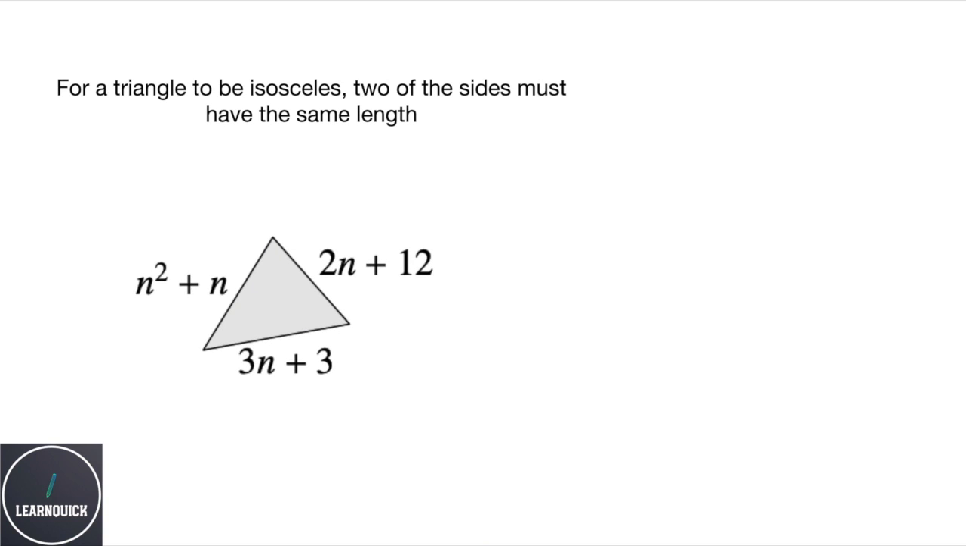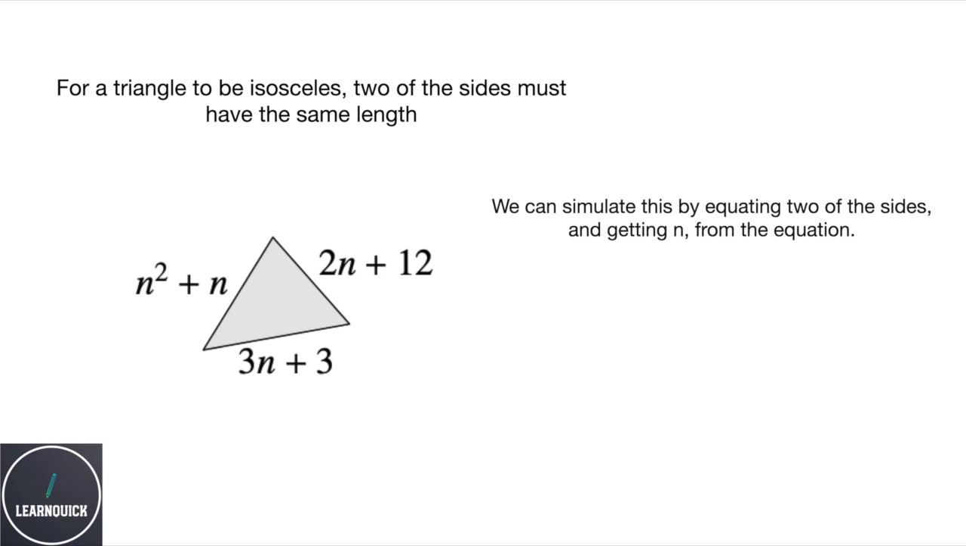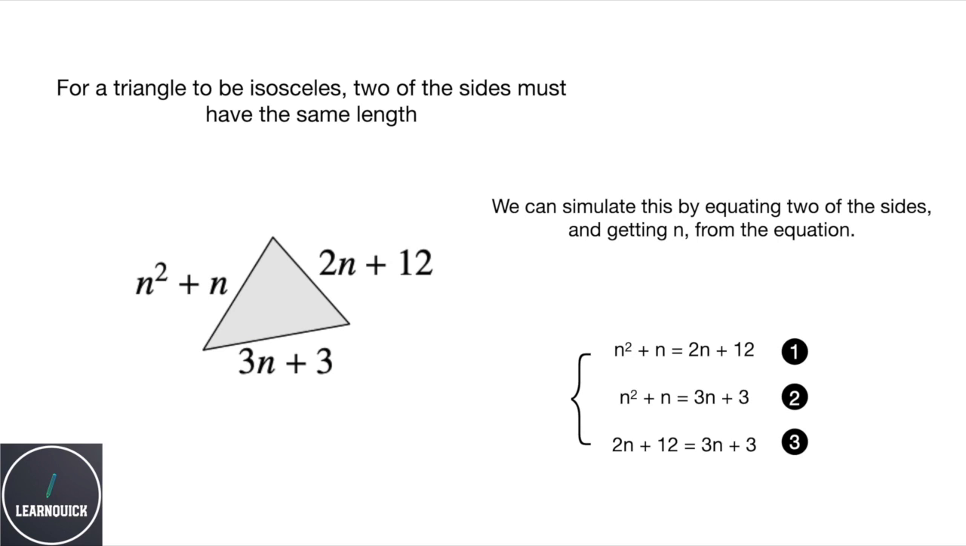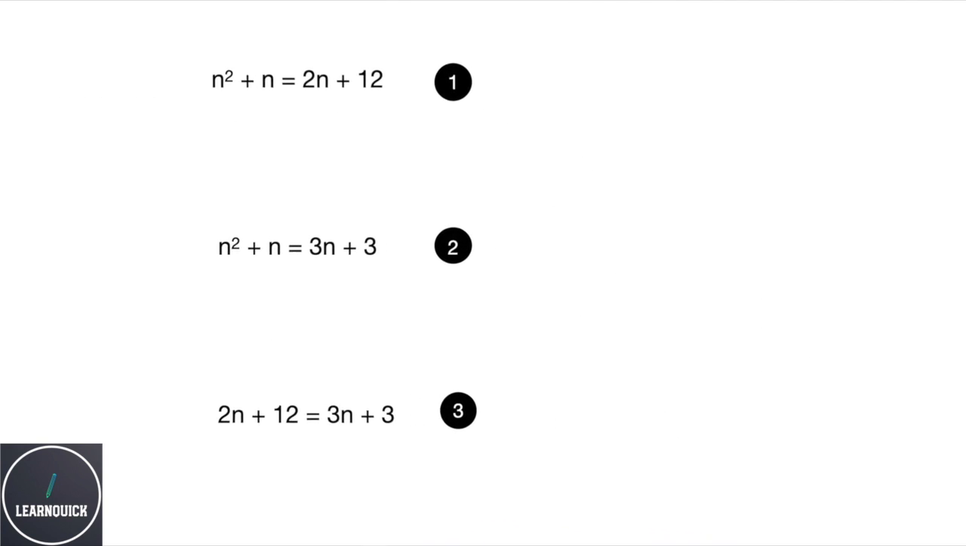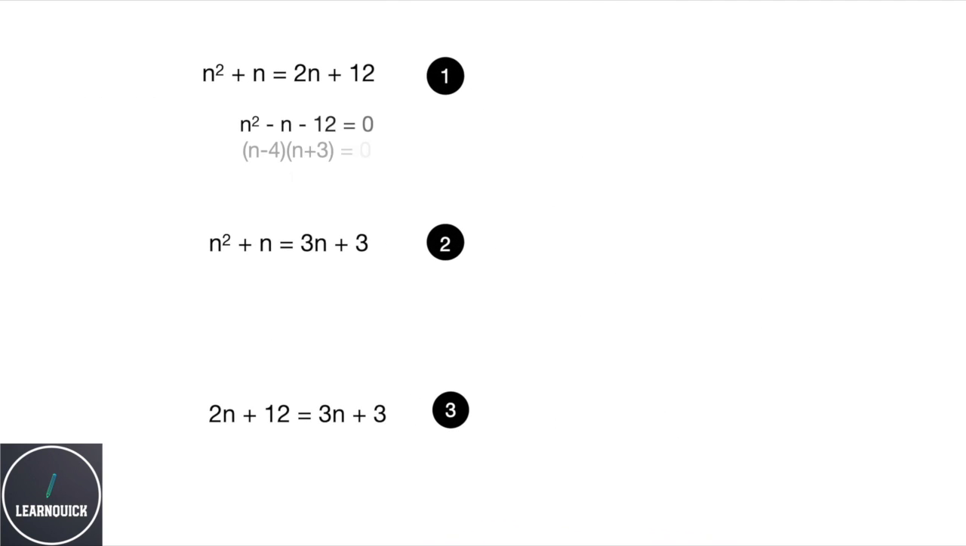Okay, so for a triangle to be isosceles, two of the sides must have the same length. We can simulate this by equating two of the sides from our diagram and getting n from the resultant equation. So our first one will be n squared plus n equals 2n plus 12. Our second one will be n squared plus n equals 3n plus 3. And our third one will be 2n plus 12 equals 3n plus 3. So now let's simplify these and get n.